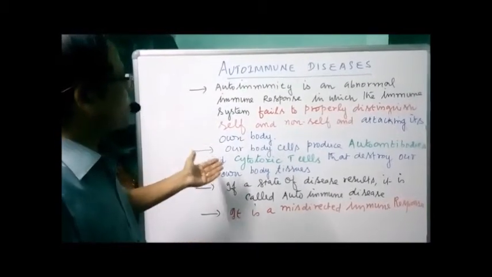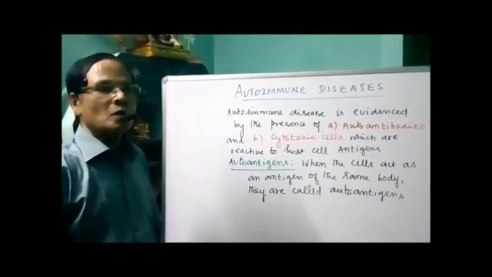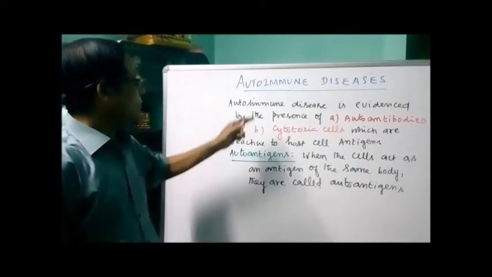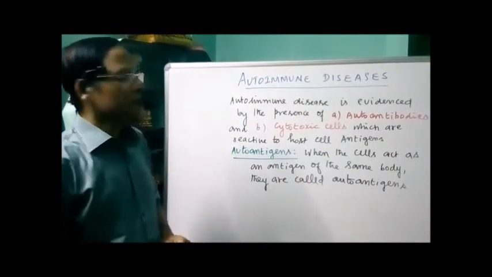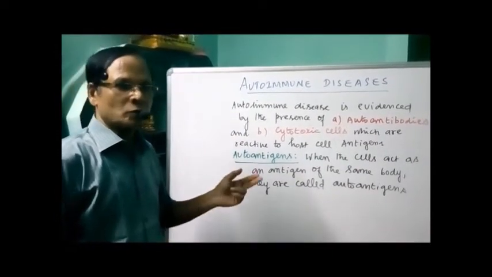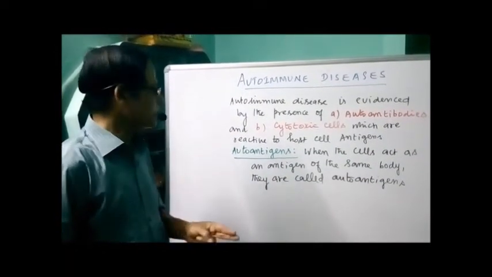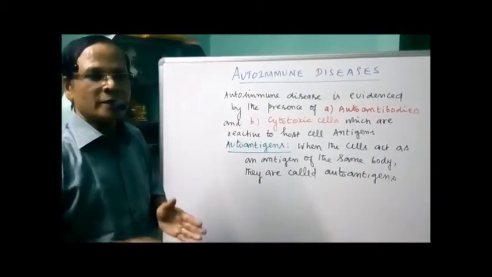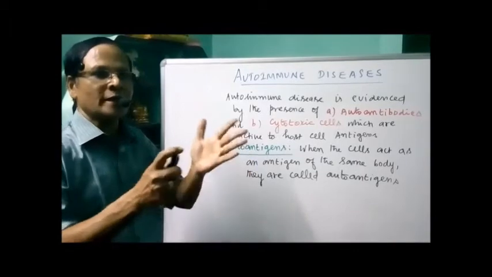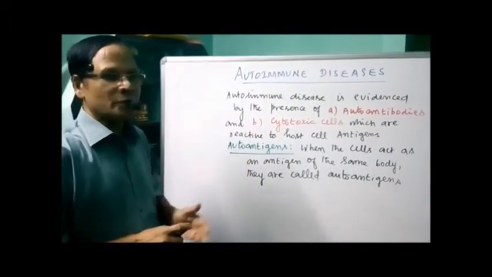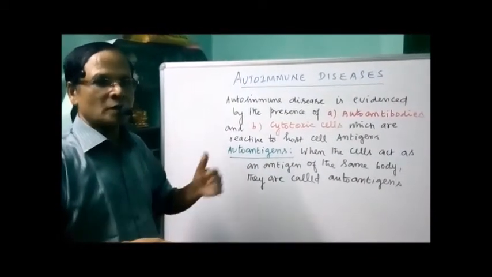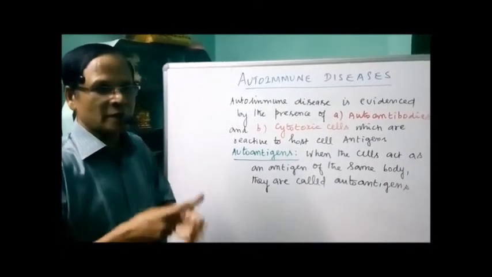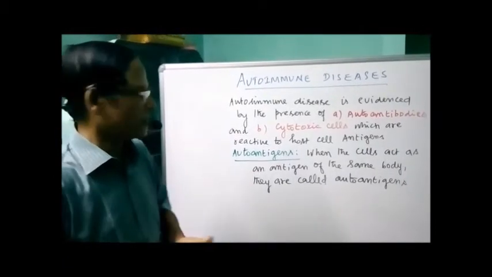Now, what are the other aspects of autoimmune diseases? How can you know that you are attacked by autoimmune disease? Autoimmune disease is evidenced by the presence of two components, what I told you already: the autoantibodies and also the presence of cytotoxic cells. These two are highly reactive to the host cell antigen. So these are the two components which are developed during autoimmune disease, which are highly reactive to the same antigen. So the antigen of the host cell, not an outsider.